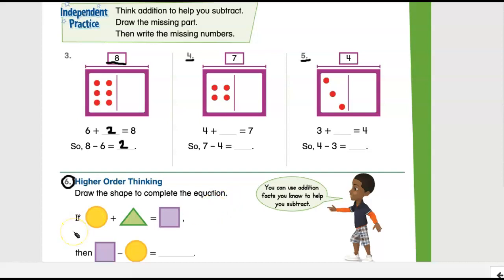So let's look at our addition problem again. If circle plus triangle equals square, then square minus circle would equal what shape? Let's look at what shapes we used in our addition problem and what shapes we used in our subtraction problem. Which shape is missing? Write the shape in the blank. When you're ready for number 7 on your worksheet, go ahead and go to the next page.